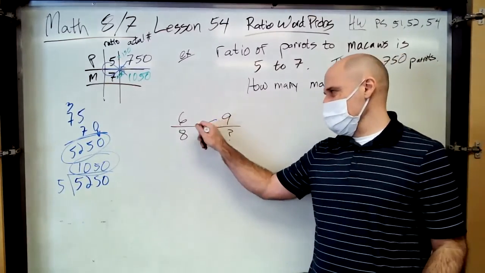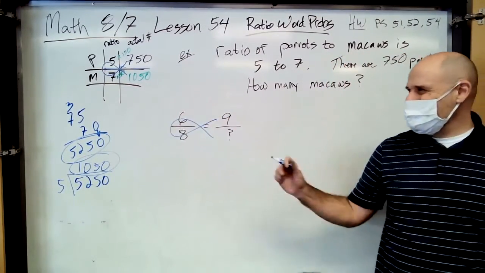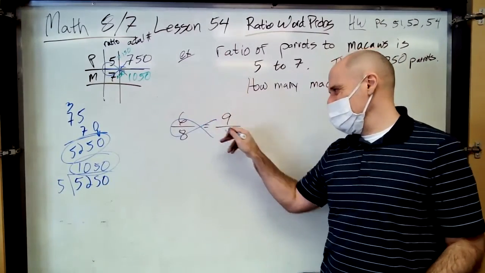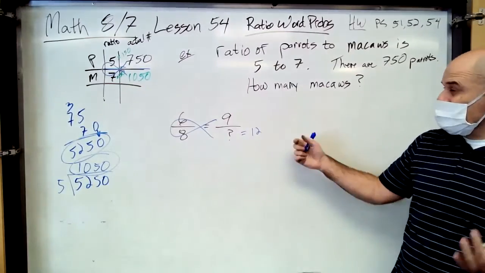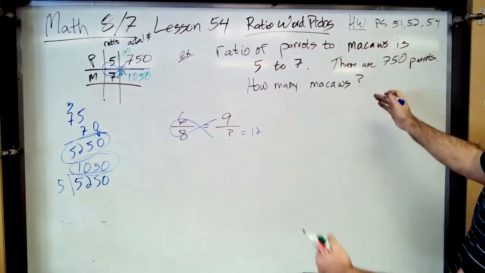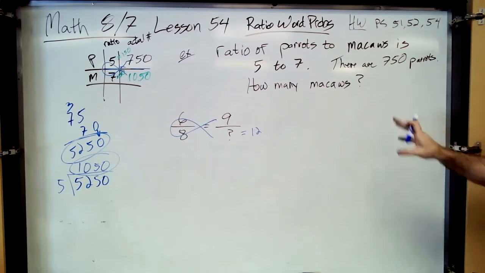Yep, so fish method. So see how 6 doesn't go into 9, right? So that method didn't work there, but the fish method will always work. 72 divided by 6 equals 12. Okay, so this is an example of a ratio word problem. So it'll give you a ratio, and then it'll give you the actual number of one of those categories. Then you have to figure out the other one.